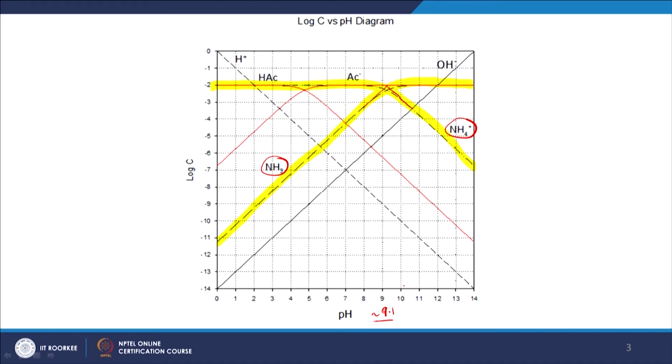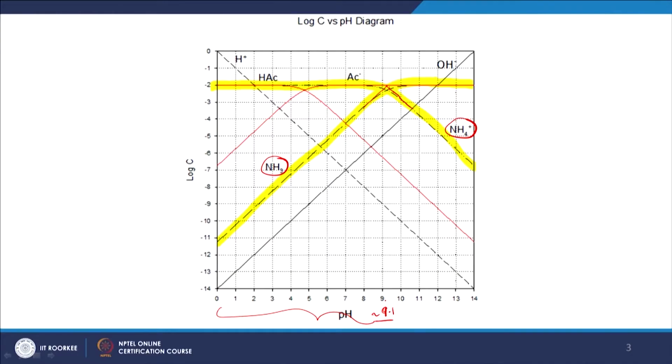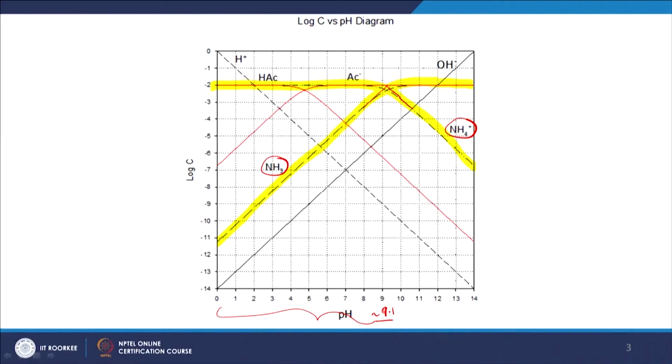Again, we are going to apply our basic knowledge: look at how the system varies when pH is less than pKa, and when pH is greater than pKa. So in this region, when the pH is less than pKa, what would you expect? You would expect the protonated form to predominate. So let us look at that. This is the NH4 plus, and your NH3 is out here, and the pKa value is 9.1.